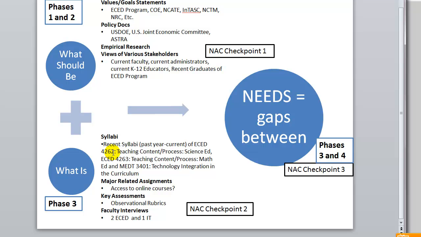And then my critical friends don't know it yet, but they may be part of my data collection as well, because they are current K-12 educators with a bigger picture perspective on instructional technology. So that's where I'm at.